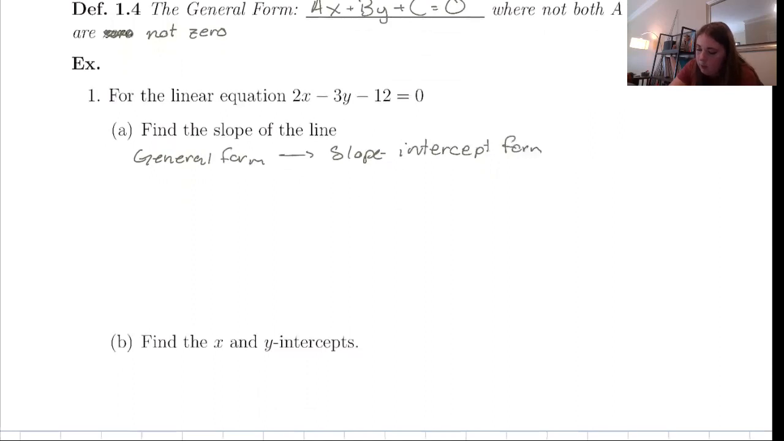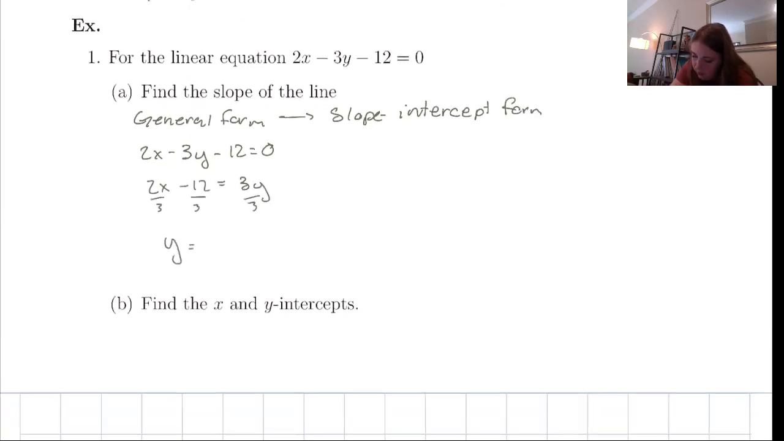So we're going to have 2x minus 3y minus 12 equal to 0. I'm going to add 3y to both sides. It just makes your life a lot easier, especially when there's a negative. So we're going to have 2x minus 12 equal 3y. Then we're going to divide everything by 3. And I'm also just going to flip it over because I usually like it in y equals. So y equals 2/3 times x minus 12 divided by 3, which is just 4.